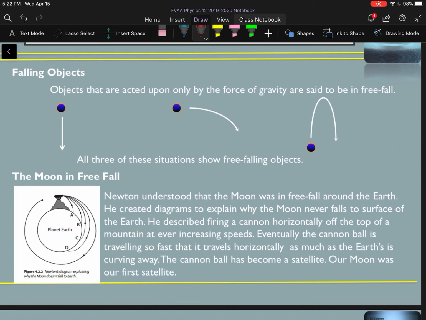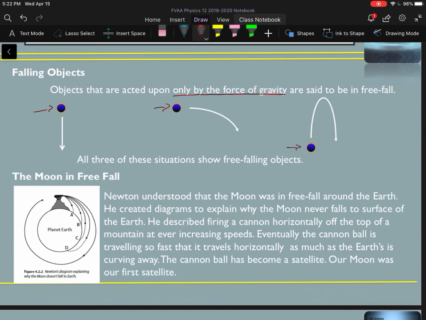So first let's look at falling objects. If you have these three objects in this slide, we can see, based on what we know about an object in free fall, which is an object that only the force of gravity is acting on, all three of these objects are in free fall.